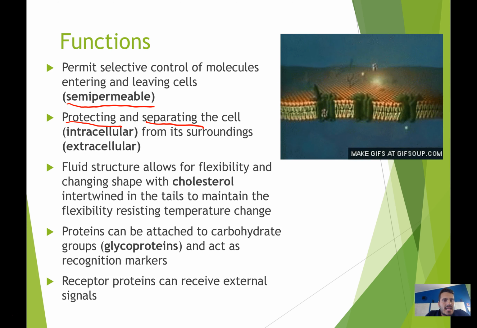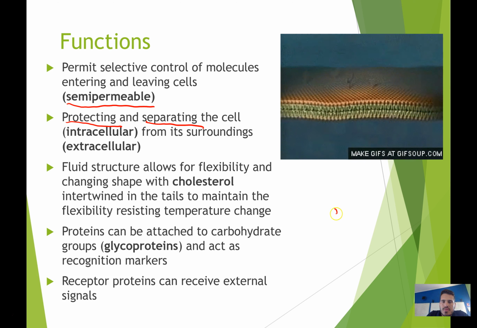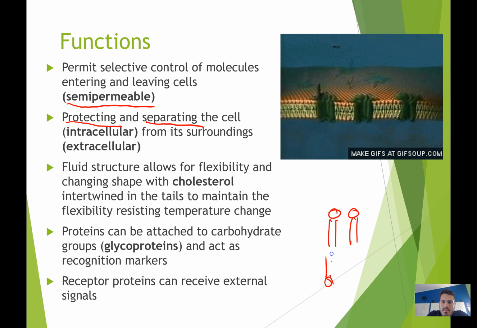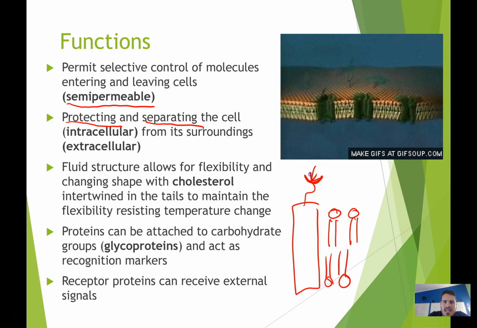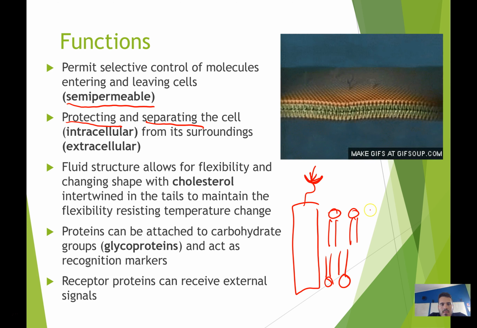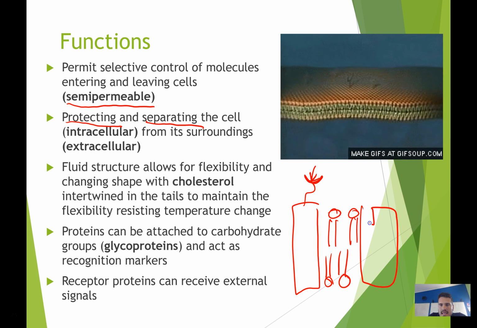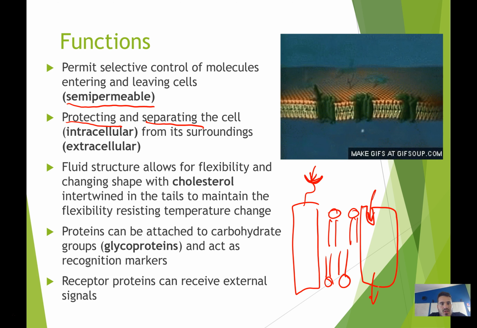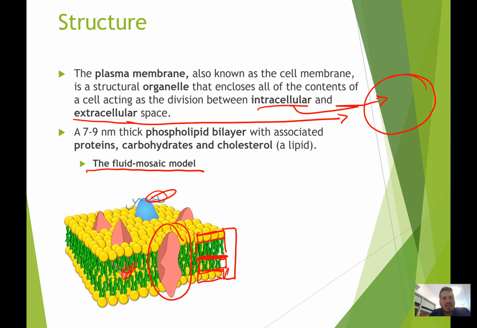We've also got proteins that are attached to carbohydrate groups, and they act like a recognition marker. So if something bound there from another cell, for example, that cell would recognize, hey, this is my own body cell, or hey, this is a foreign cell. And we've also got receptor proteins that will receive signals from the environment to tell the cell to do something or stop doing something.